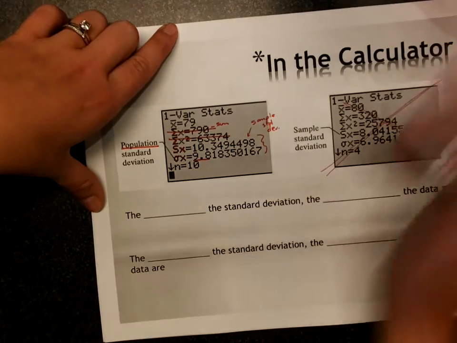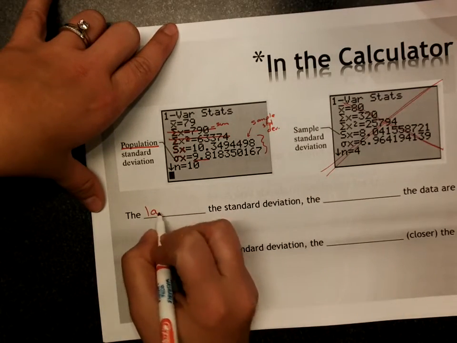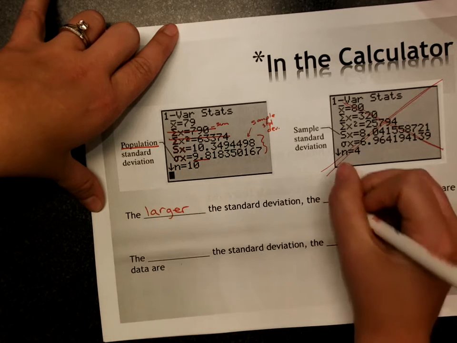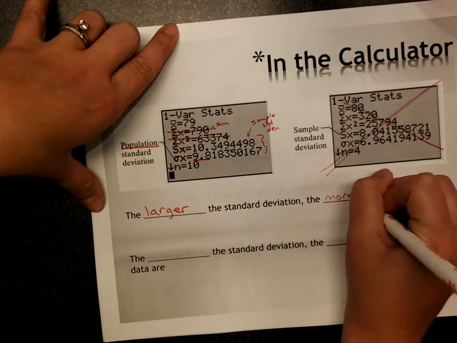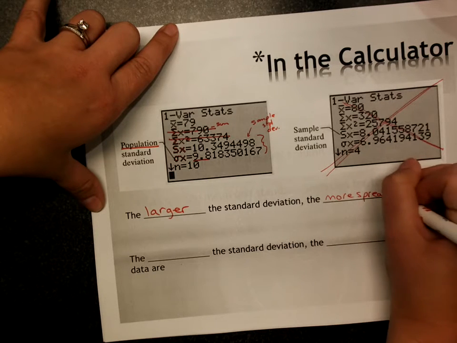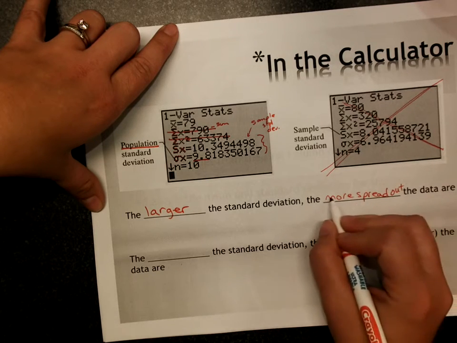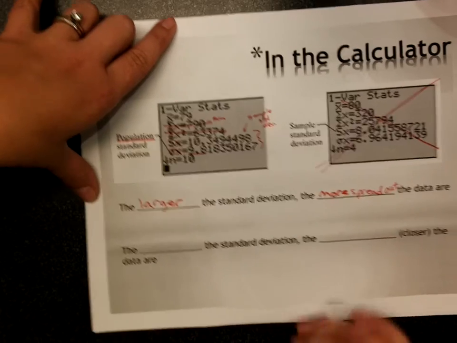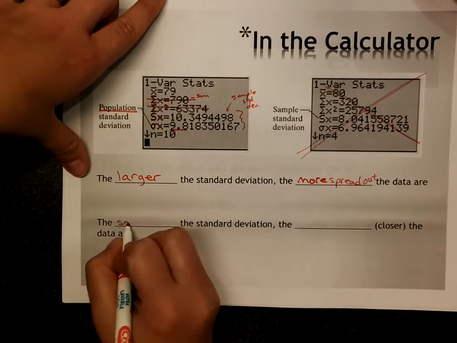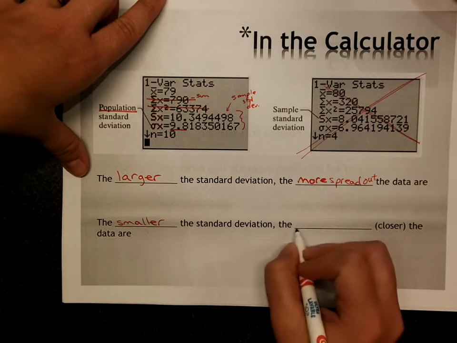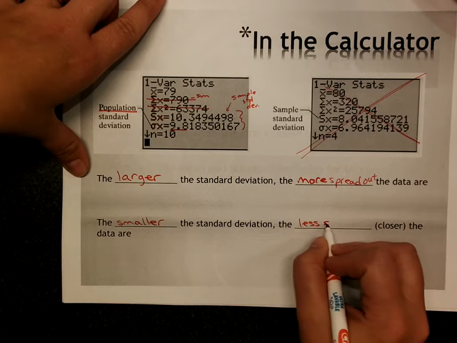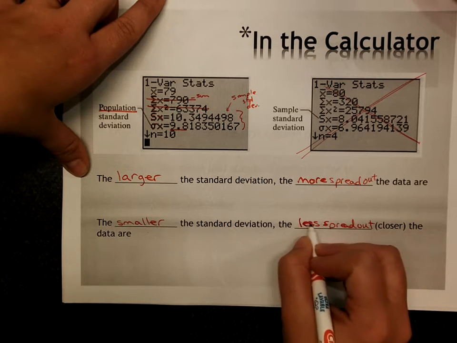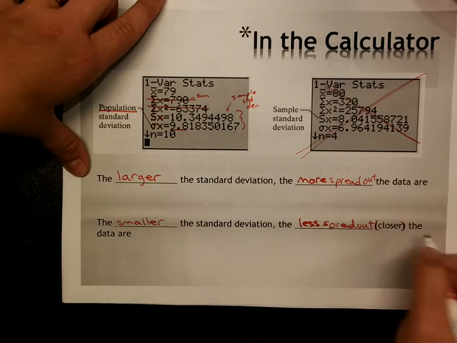All right. So the larger the standard deviation, the bigger this number is, the more spread out the data are. So larger standard deviation, more spread out. The smaller the standard deviation, the less spread out. Did not give myself enough room. The less spread out or closer the data are.